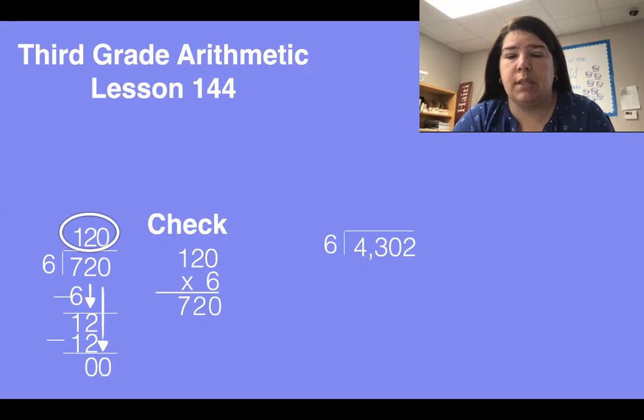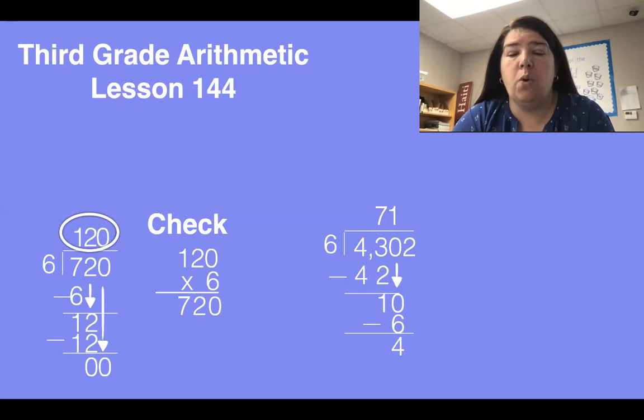4,302 divided by 6. 4 divided by 6, you can't do. 43 divided by 6, you can. And that is equal to 7. Excellent. 7 times 6 equals 42. And 43 minus 42, 1. And 1 is less than 6, so you can bring down. Now you have 10. 10 divided by 6 equals 1. 1 times 6 equals 6, and 10 minus 6 equals 4.